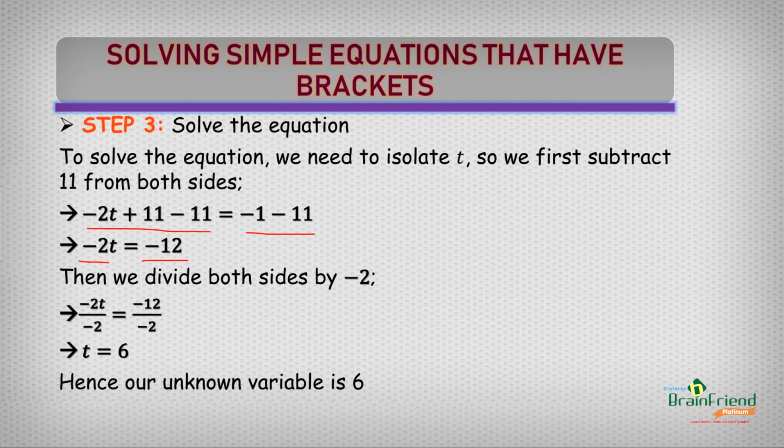Isolating completely, we divide both sides by minus 2. This will give us minus 2t divided by minus 2 equal to minus 12 divided by minus 2. Solving through, minus 2 will go into minus 2t to give us t, and minus 2 will go into minus 12 to give us 6. t is then equal to 6. Hence, our unknown variable is 6.